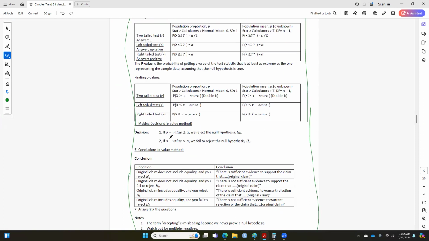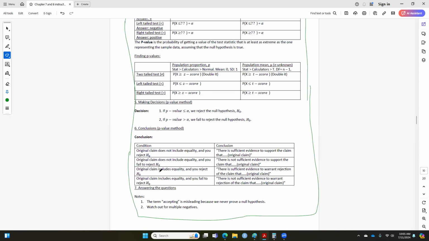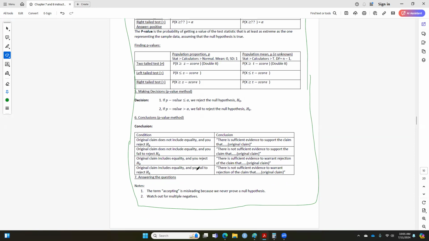There are 3 tables here. These 3 tables are super important, especially the last table. This is used when we do hypothesis testing for step number 6, drawing the conclusion. And this is used from now until the end of the semester. So we will be using this conclusion table, the last table here. That is the most important table that will be used.